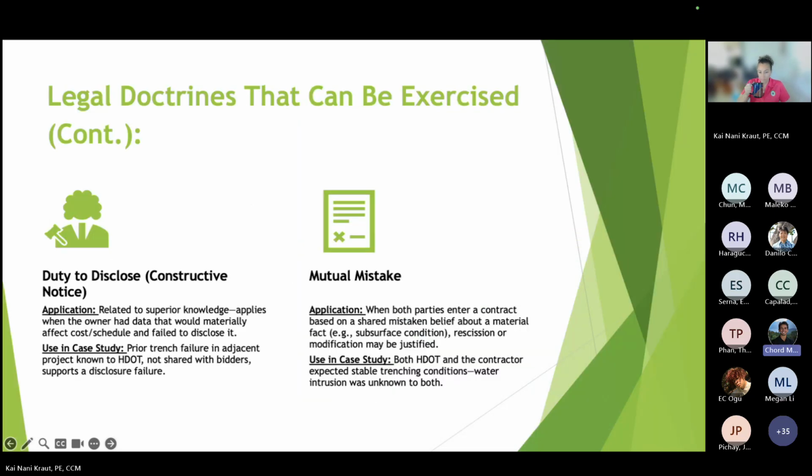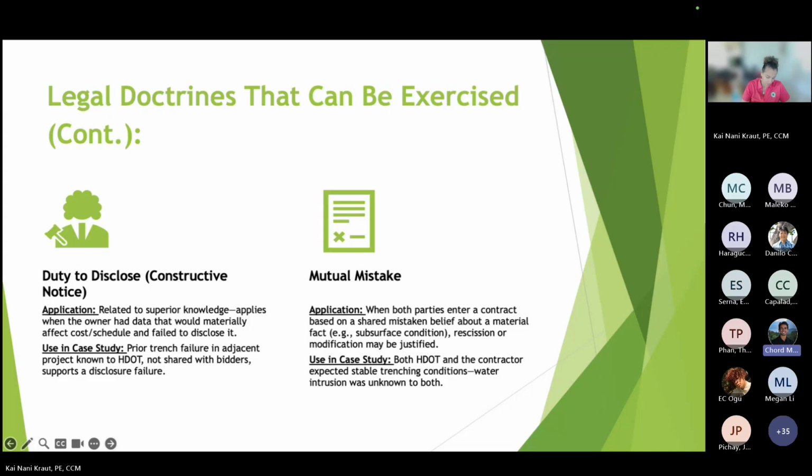Moreover, and this is duty to disclose constructive notice, application related to superior knowledge, as we discussed before, applies when the owner had data that could materially, and that's important, materially affect cost and schedule and failed to disclose it.